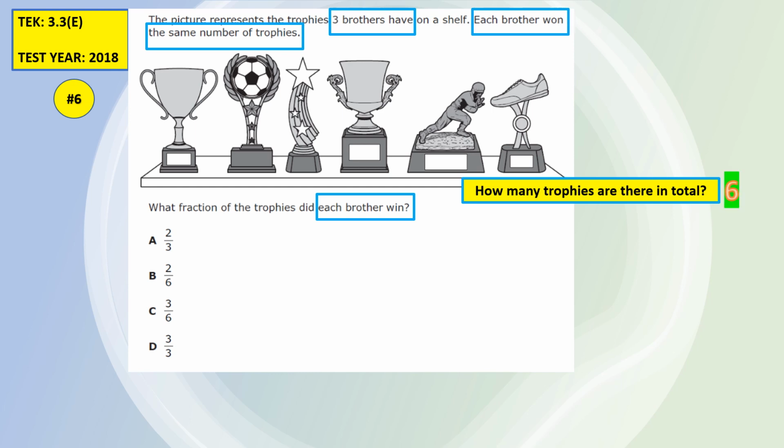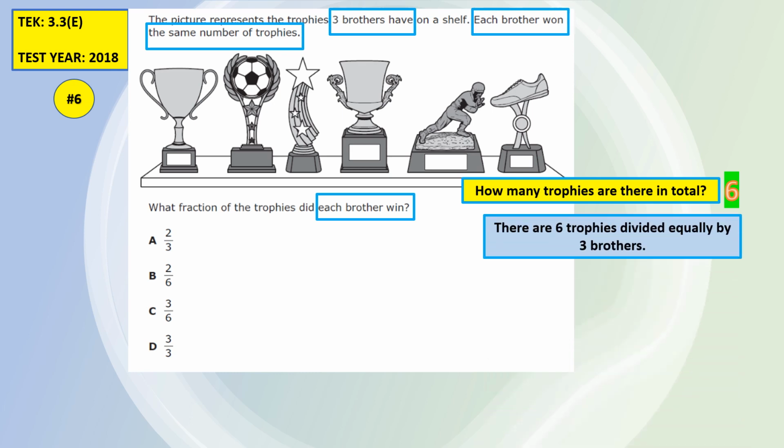6 trophies. Okay, so we have 6 trophies. So it's 6 trophies divided equally, because they each won the same number of trophies, by 3 brothers. 6 trophies divided by 3 brothers. So written as an equation, that's 6 divided by 3 equals 2. So that means that each brother would get 2 trophies.